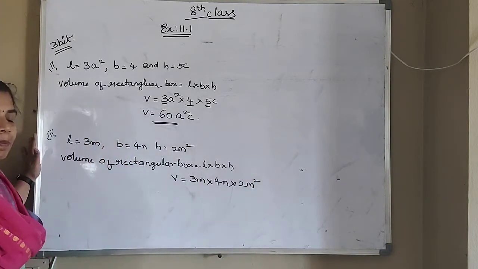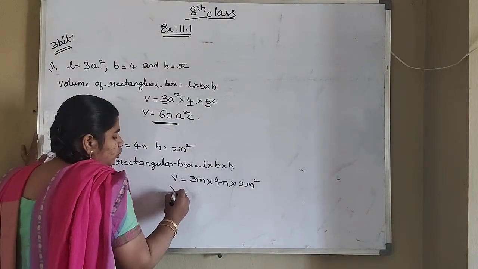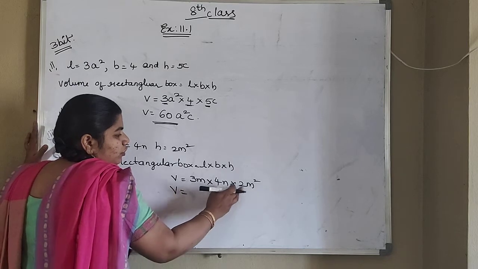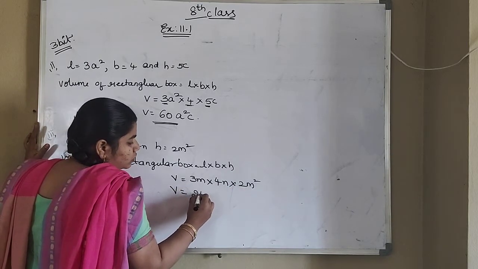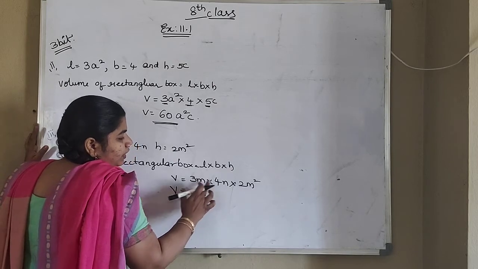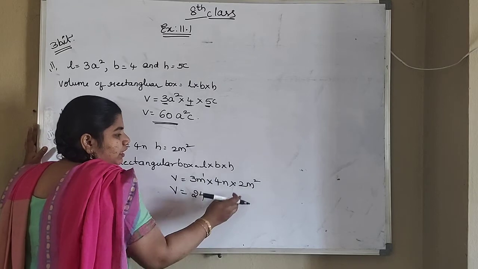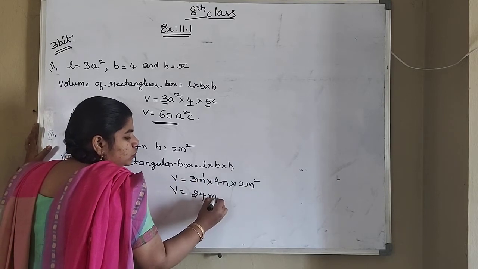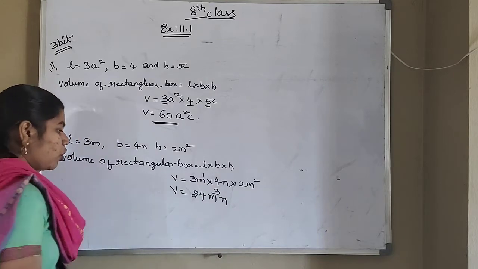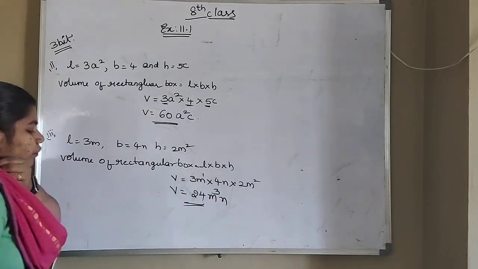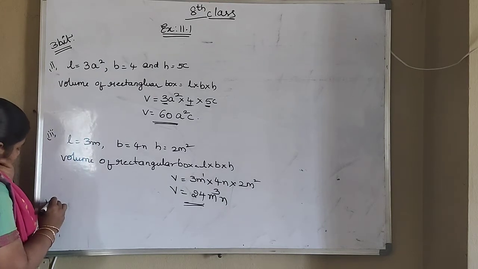So how to multiply these three monomials? First multiply all the numerical values. 4 2s are 8. 8 3s are 24. So 24 m into m square. Here m power 1 is there. Here m square is there. M square into m will be equals to m cube and 1 n. Okay, so you got the volume as 24 m cube n. So next is fourth one.